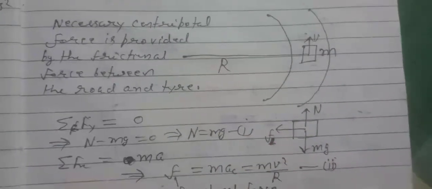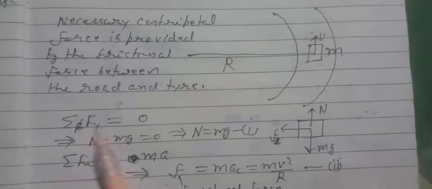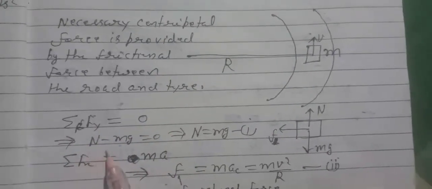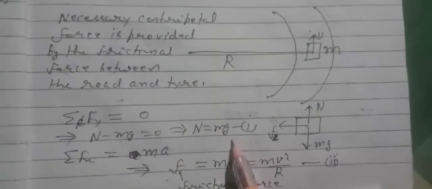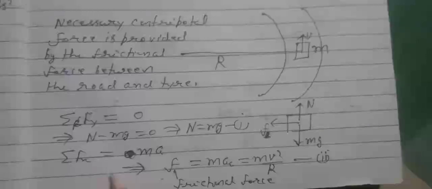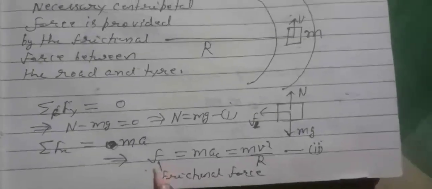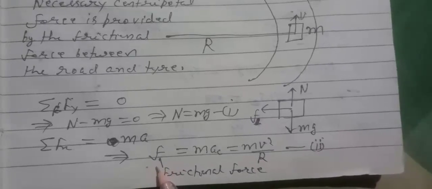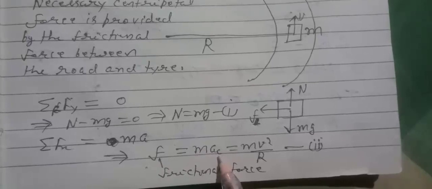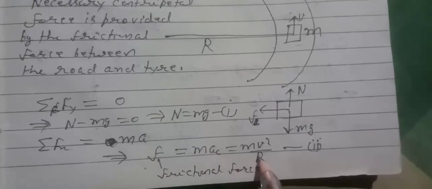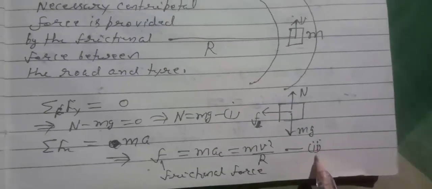When we apply sigma F_y equals 0, this gives N minus mg equals 0, or N equals mg, equation 1. Now for the x direction, sigma F_x equals ma. Here in F_x we have only one force, the frictional force. So we have F equals m into a_c equals mv square by r, equation 2.